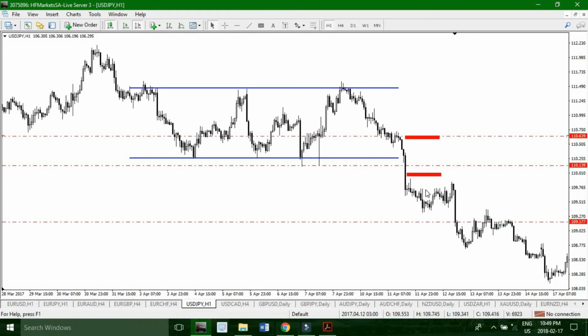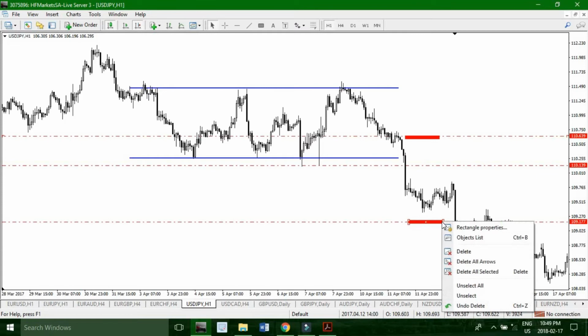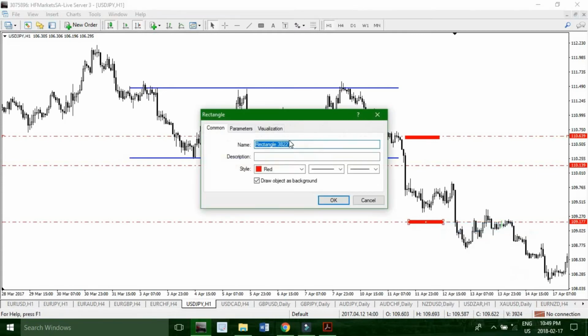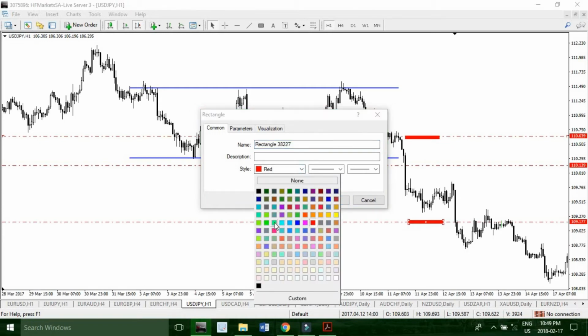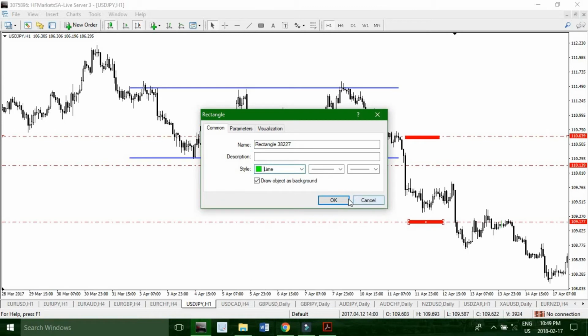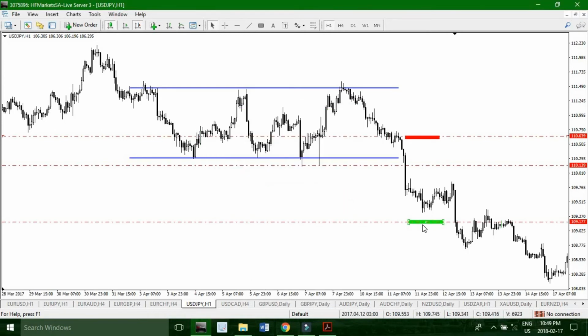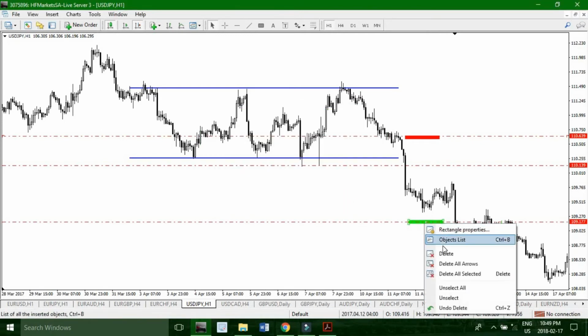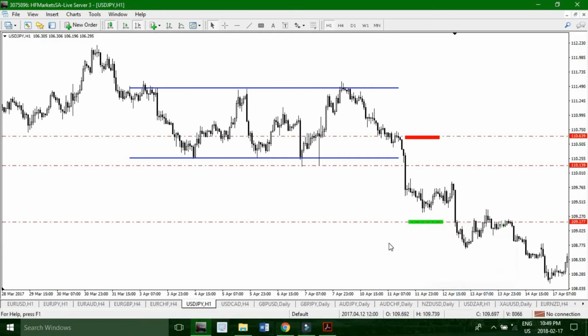Just like I used to do on my previous videos, have this in green to indicate it as our target. And select the, let me remove these lines as well.